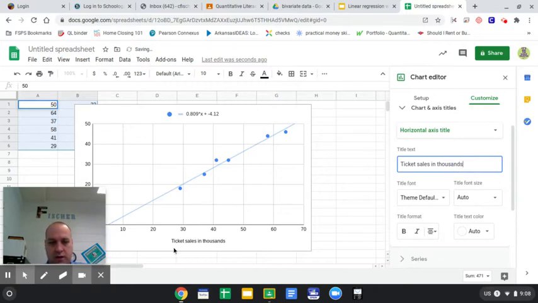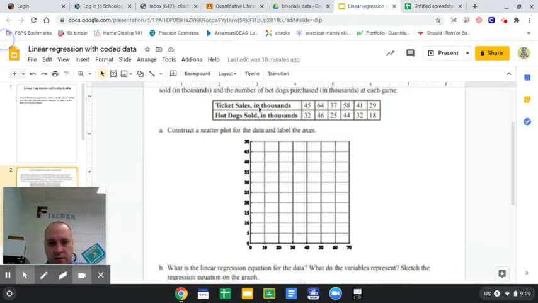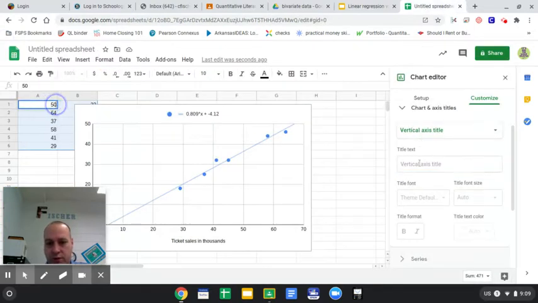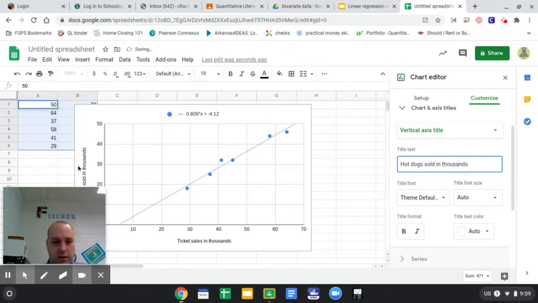All right, and if you notice, it automatically puts it down here for you. Now I want to do the vertical axis title. So I'm going to switch it to the vertical axis title right here in the same spot. The vertical axis was the hot dogs sold in thousands. So I'm going to put hot dogs sold in thousands, and it automatically puts it over there. All right, so I just made a graph.